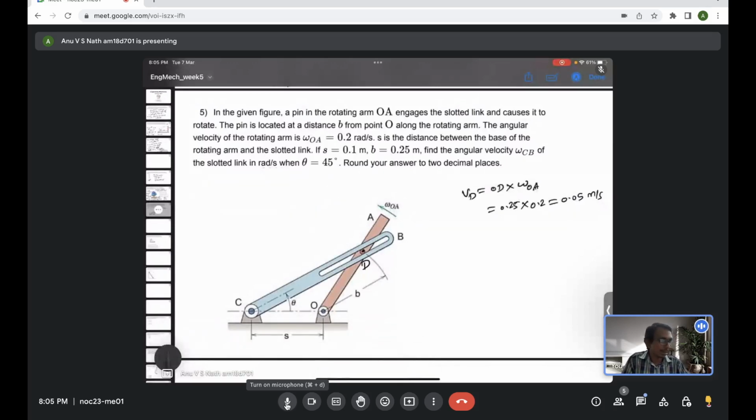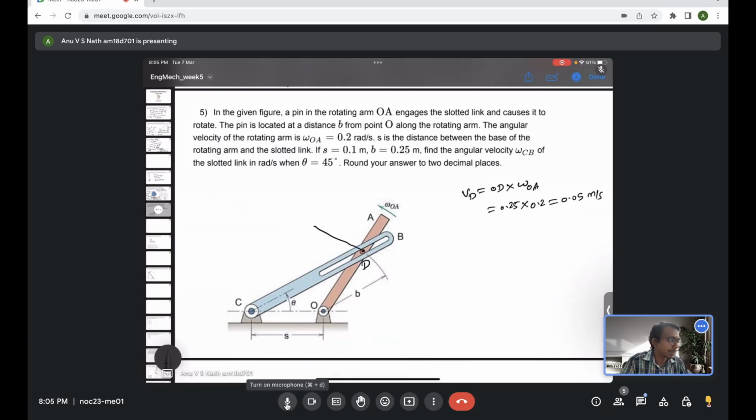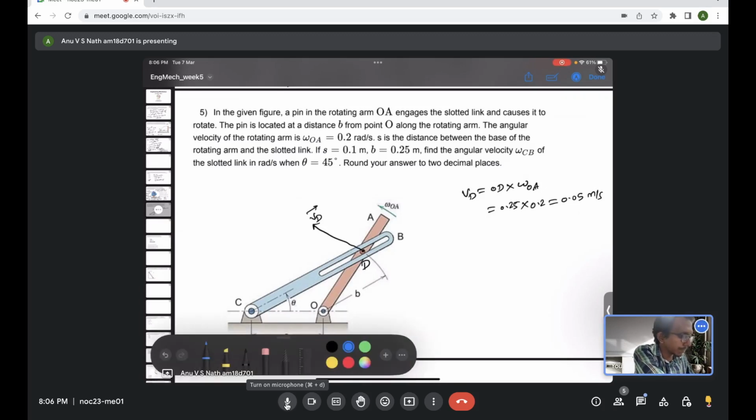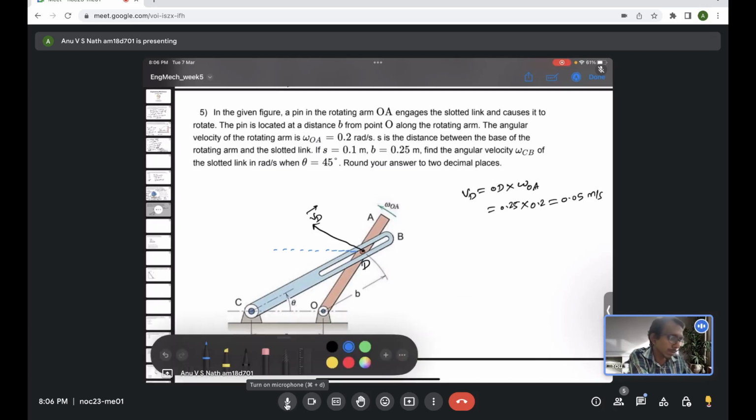So the velocity of D, now we know. Now we need its direction. As we have seen in the earlier problems, it should be perpendicular to the member, along this way. So this is the VD vector. Now try to resolve this into components. Which direction we need to resolve, and why we need to resolve, those things will come.